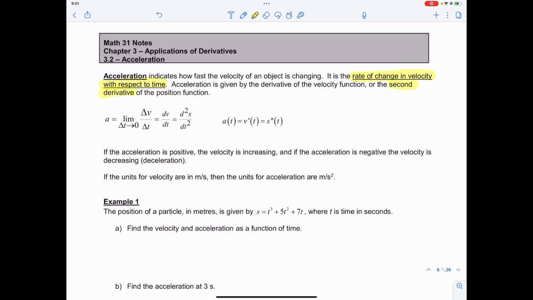So we could say that acceleration is equal to the limit as change in time approaches 0 of the change in velocity divided by the change in time, which is equal to dv over dt, or the second derivative of s over d t squared. If the acceleration is positive, the velocity is increasing. If the acceleration is negative, the velocity is decreasing, which we sometimes refer to as deceleration. If the units for velocity are meters per second, then the units for acceleration are meters per second squared.